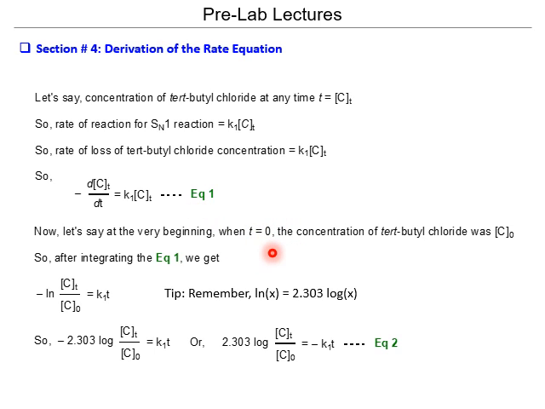For the next step, let's say at the very beginning, I mean t equals 0, the concentration of tertiary butyl chloride was C0. When t is 0, our Ct will be C0. So integration of equation 1 will give minus ln Ct over C0 equals K1t. And you know ln x equals 2.303 log x. So we can substitute it in the equation and we will have minus 2.303 log Ct over C0 equals K1t. So that's your equation 2.